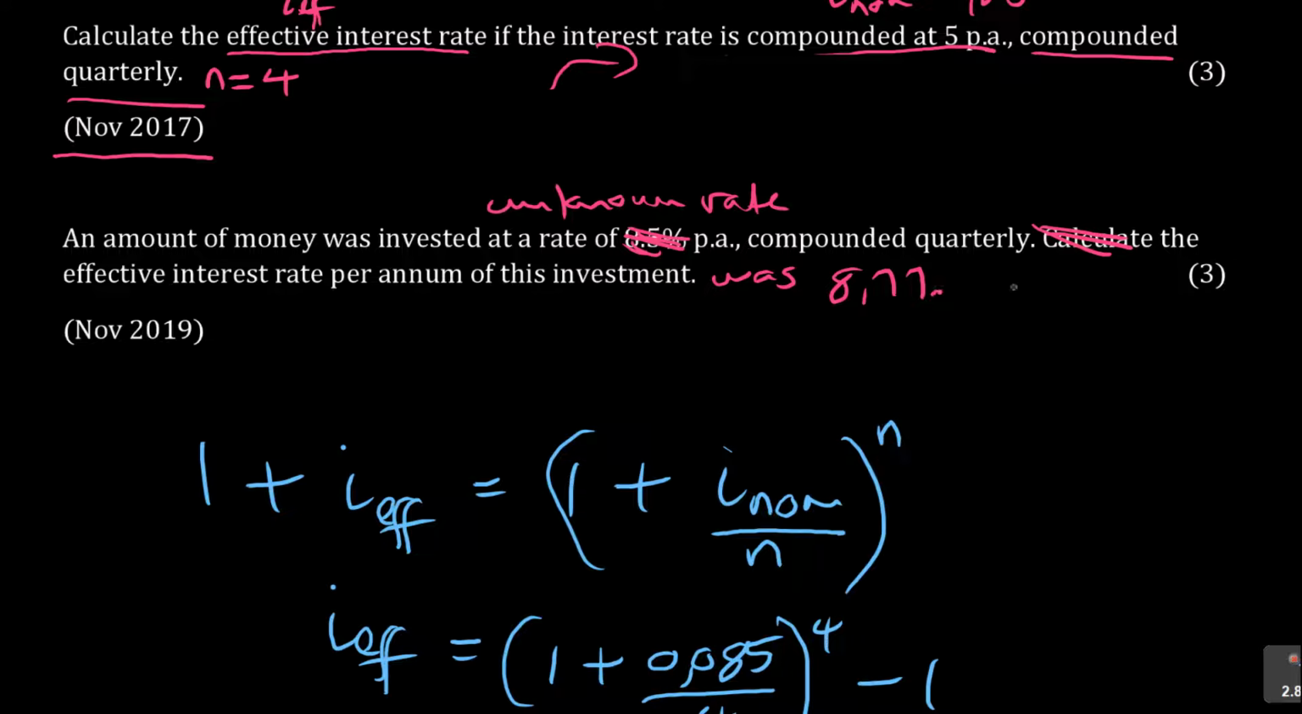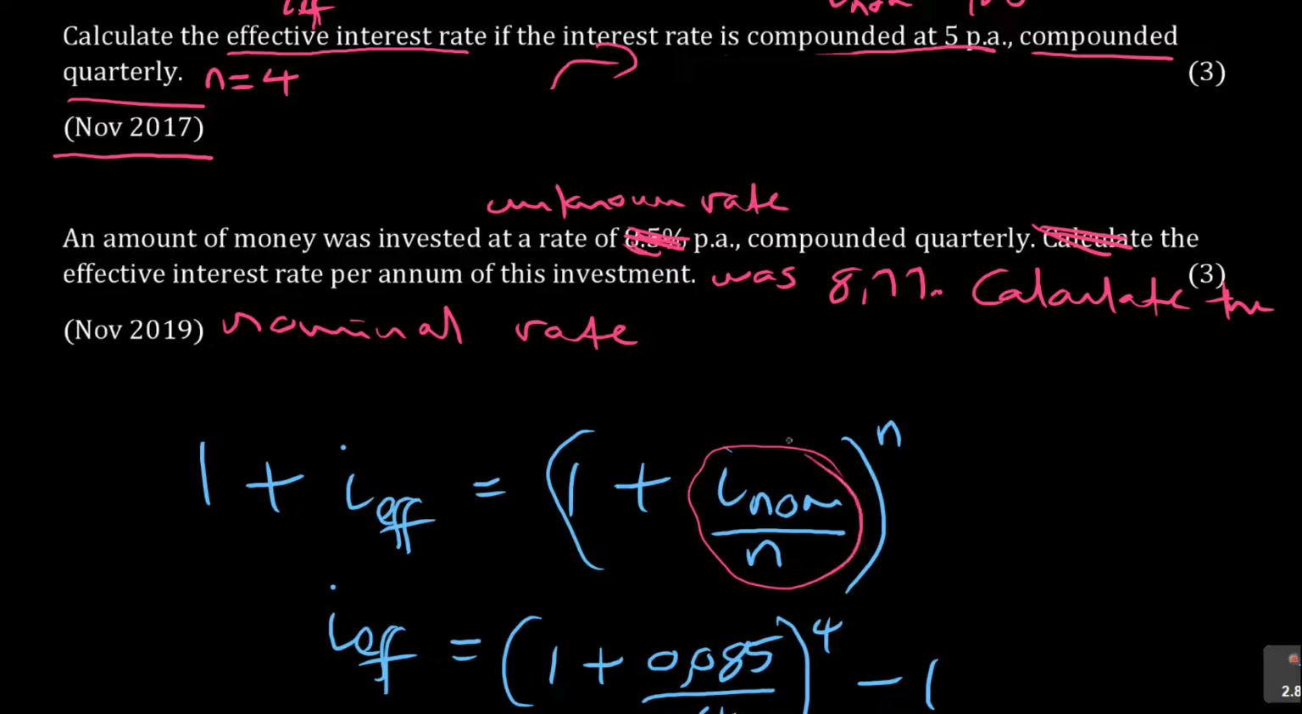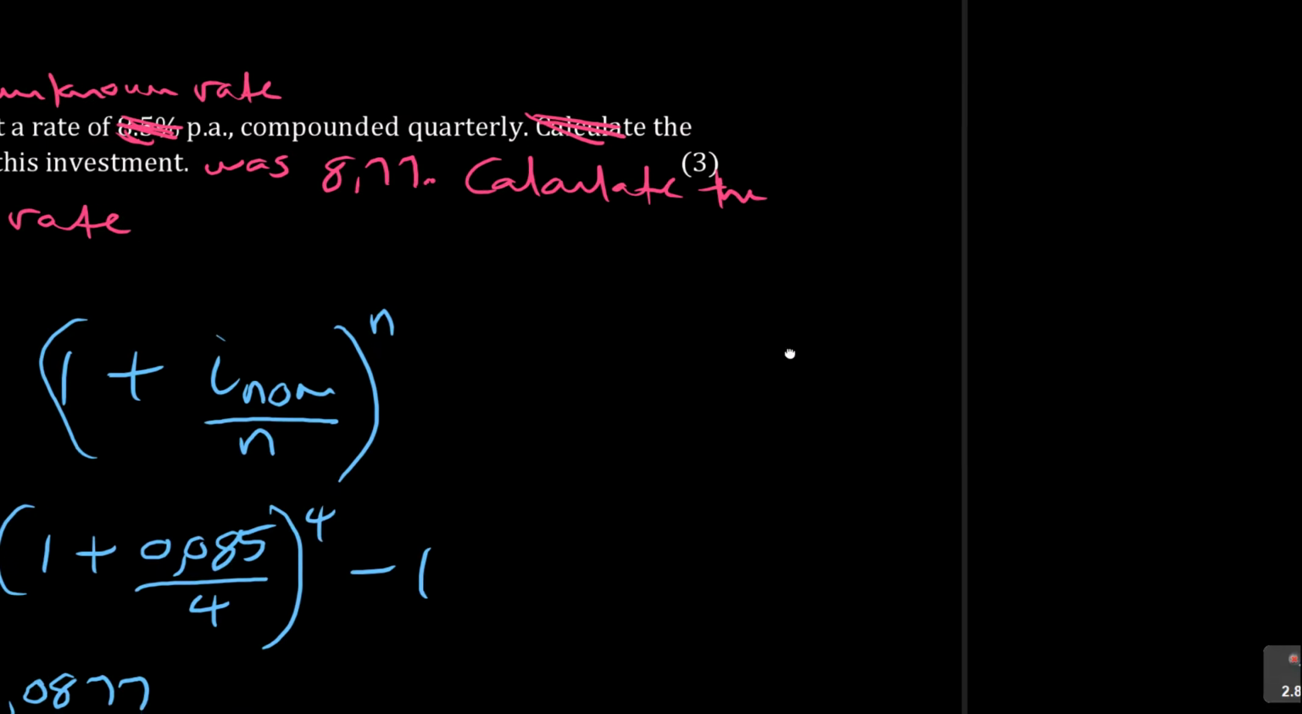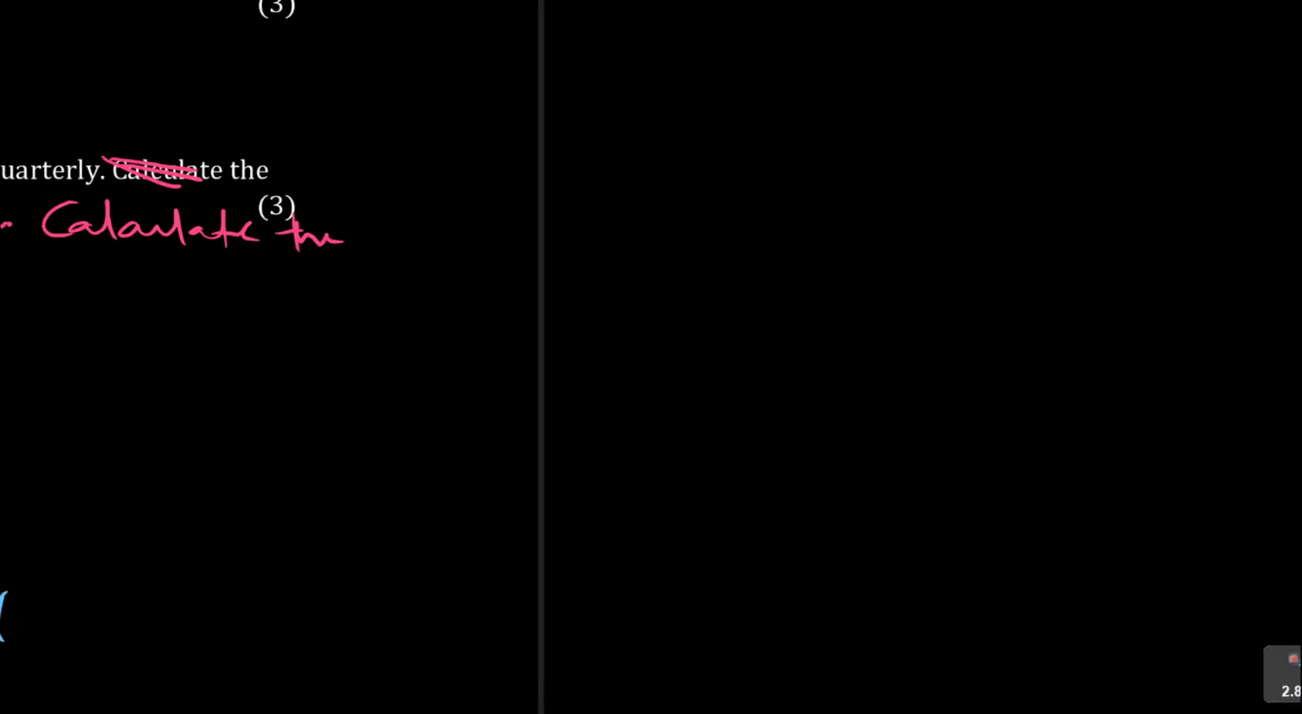8.77. Then they'll say calculate the nominal rate. All right, so look at this question. They want us to now calculate the I norm. You see, from this formula, they need us to calculate that. We haven't done it. I don't know whether they'll ask it, but I just want you to be ready should they want you to calculate that. So let's calculate I norm.